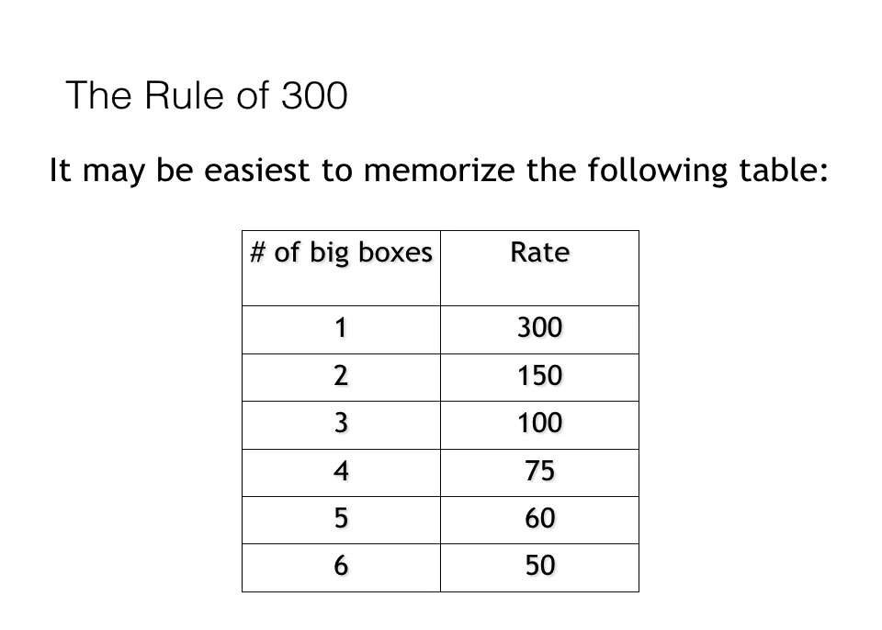If the number of big boxes between two QRS complexes is 1, then the rate is 300. Similarly, for two big boxes, the rate is 150; for 3, the rate is 100; for 4, the rate is 75; for 5 big boxes, the rate is 60; for 6, the rate is 50.